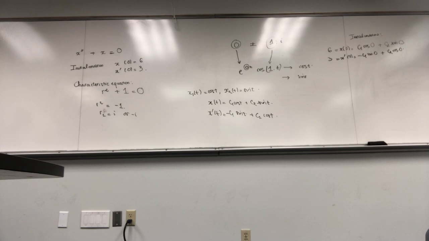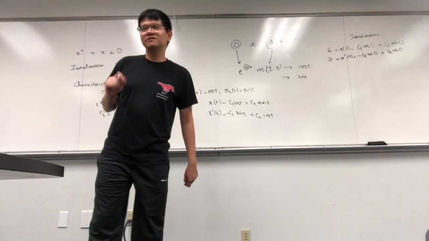There's no c1, c2. Cosine of 0 minus sine of 0, or plus sine of 0. Cosine of 0 squared plus sine of 0 squared.